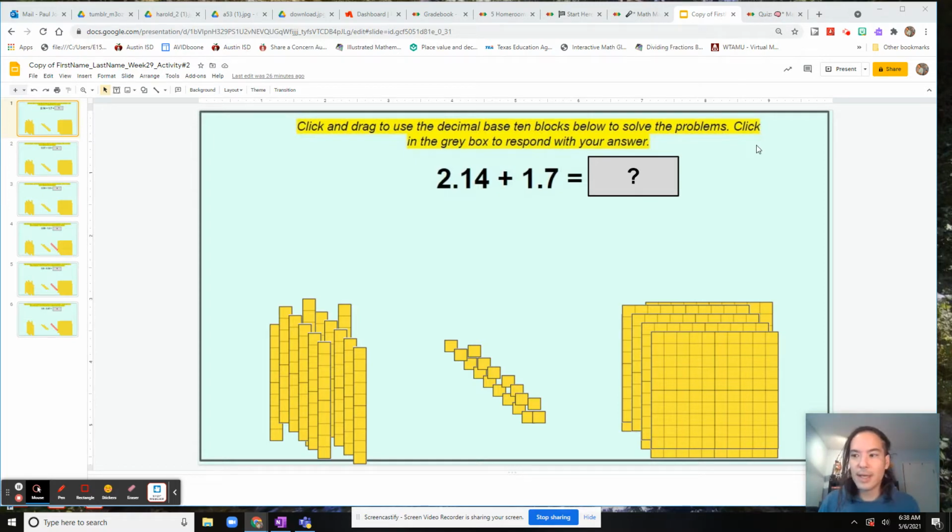Today's a review day. We are going to be looking at some of our addition and subtraction of decimals.